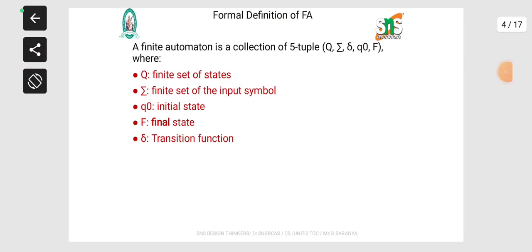And then finite automata is a collection of 5 tuples, consisting of Q, sigma, delta, Q naught and then F, where Q is referred to as a finite set of states, sigma is referred to as a finite set of input symbols, Q naught is an initial state, F is a final state, and delta is a transition function. So transition function means it's a mathematical representation for moving from one state to another. So this is the formal definition for finite automata.